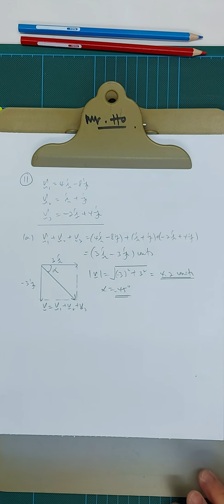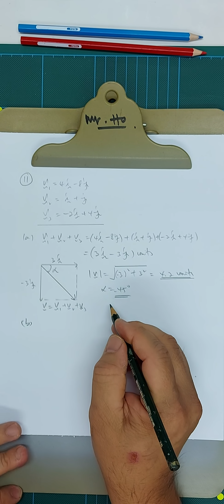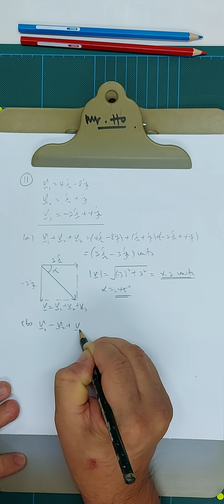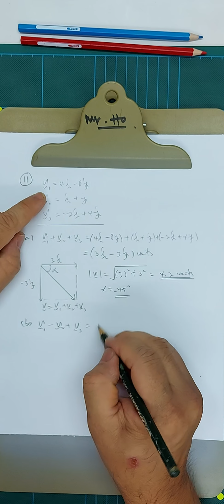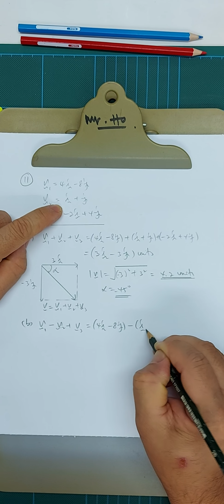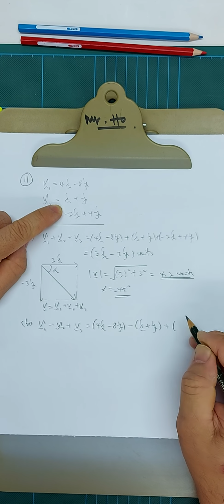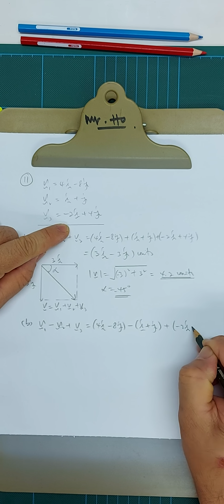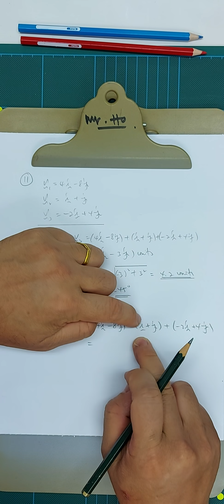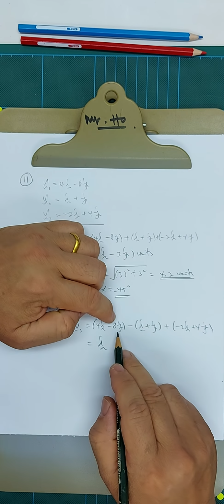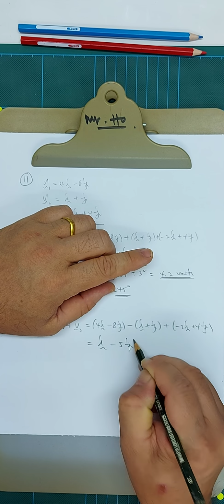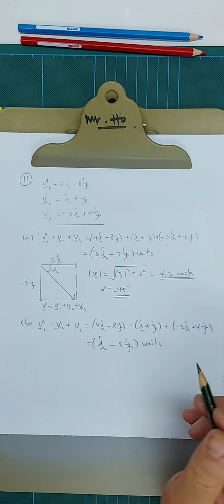For 11B, the question wants v1 minus v2 plus v3. So I put in the values: 4i minus 8j minus i plus j, plus negative 2i plus 4j. 4 minus 1 is 3, minus 2 is 1i left. Negative 8 minus 1 is negative 9, negative 9 plus 4 is negative 5j. Units. So that's what we get.